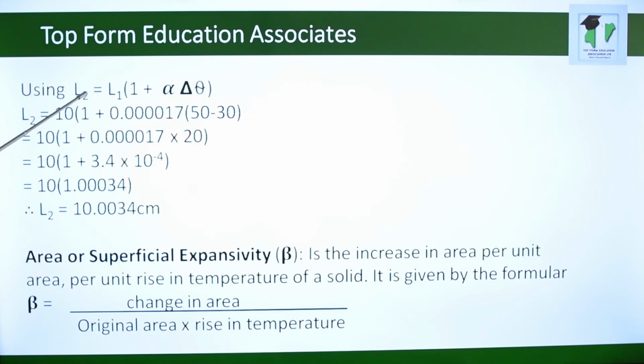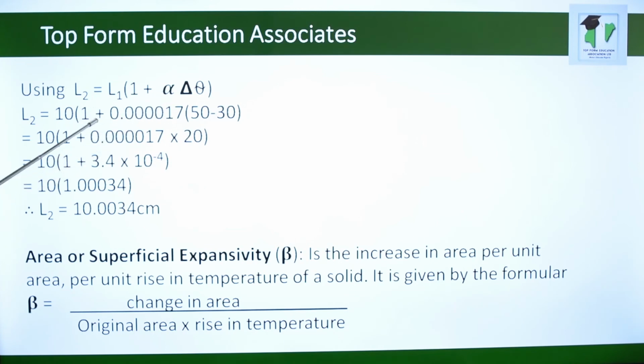Now using L2 equal to L1 into 1 plus alpha change in theta. We've derived this formula today, because a question like this will surely come up. So we'll have L2 is equal to 10, the initial length, into 1 plus 0.000017, this is alpha now, times the change in theta, which is 50 minus 30, gives you 20 here.